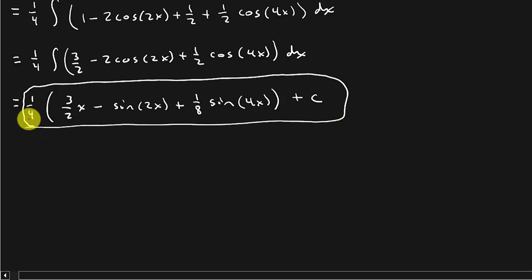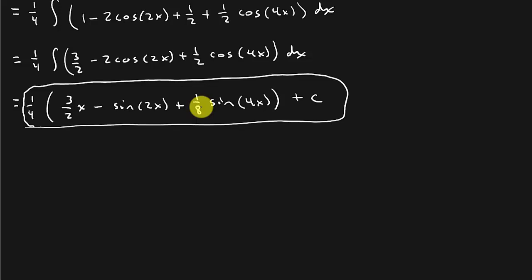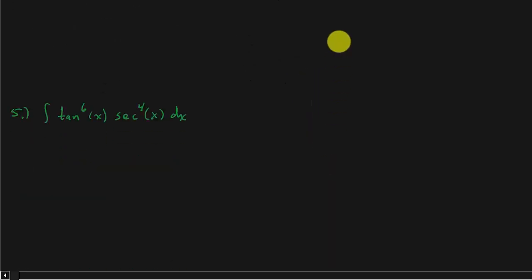And yeah, if you wanted to, you could distribute the 1/4. That's up to you or your teacher, whatever they want you to do. Okay, so there we had to use the half angle identities twice. All right, let's look at the next problem.